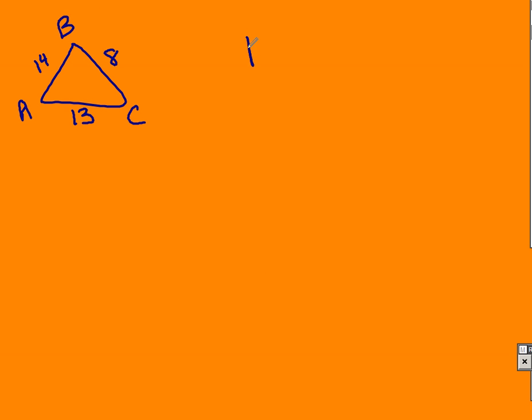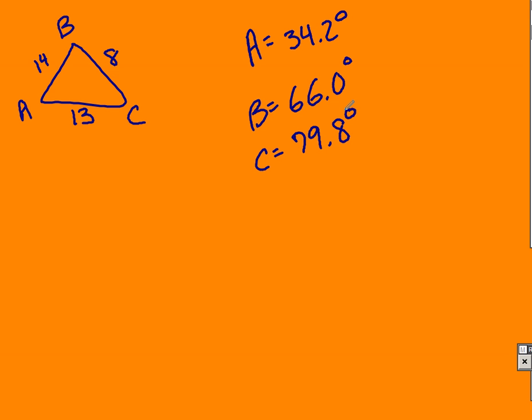The angle I want to find first is angle A, because that's going to be the smallest yet again. In this one, you should get A equals 34.2 degrees. Angle B is about 66.0 degrees, and C should be 79.8 degrees. See if you can do that. Again, since we're looking for side A, or angle A, we're going to have side A by itself. A squared equals B squared plus C squared minus 2BC cosine big A.